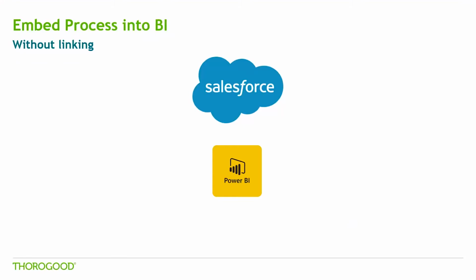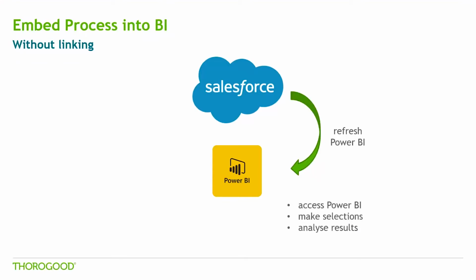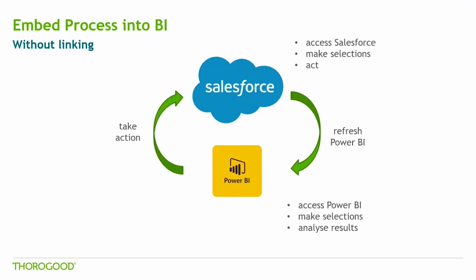Before I embed anything, the situation looks very similar to the original problem. I need to refresh my Power BI workbook with any information from Salesforce. I need to access that workbook. I need to make my selections, analyse the results and start to try and find an insight. And if I find something that I really need to act upon, that then needs to go back into Salesforce. Once again, I need to make my selections in order to do my action. Very similar problem to the one we saw before with Tableau and Salesforce.